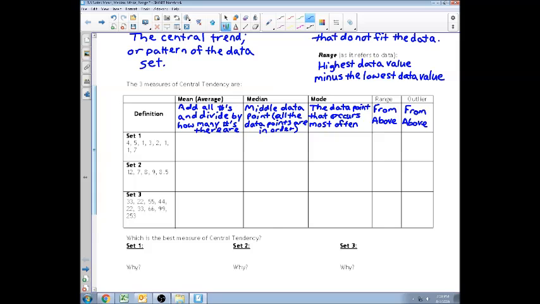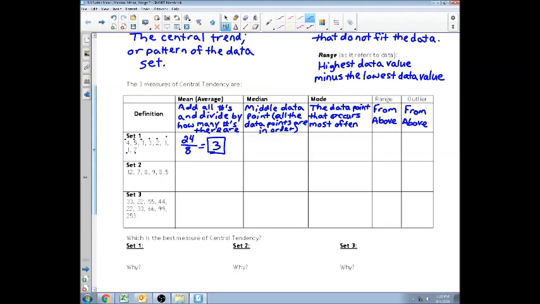So looking at our first set 1 here. To find the mean, we need to add all of those numbers up. So I'm going to add 4, 5, 1, 3, 2, 1, 1, and 7. When I add up all those numbers, I end up with 24. How many numbers were there? 1, 2, 3, 4, 5, 6, 7, 8. So we'll take 24, divide by 8, that equals 3. So the mean for that first set of data is 3.